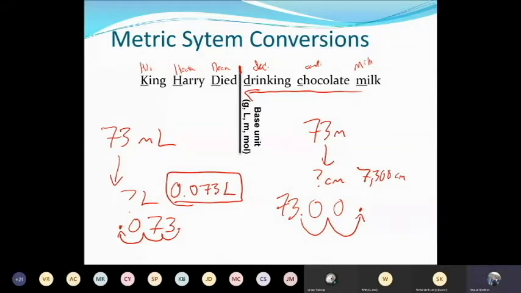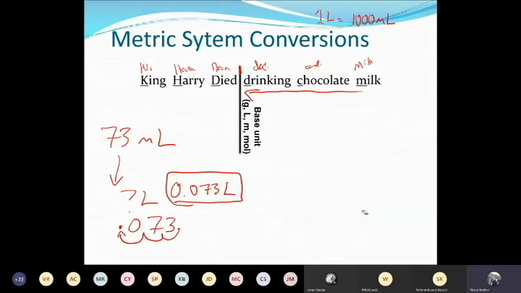Now that's a small number because, remember, milliliters is small. It's 1,000 times smaller. So if you only have 73 milliliters, you're not going to have enough to make a liter. That's where some equalities come into play. An equality would be, for every 1 liter, you're going to have 1,000 milliliters. The way we would go about calculating this using the equality, this is a conversion factor.